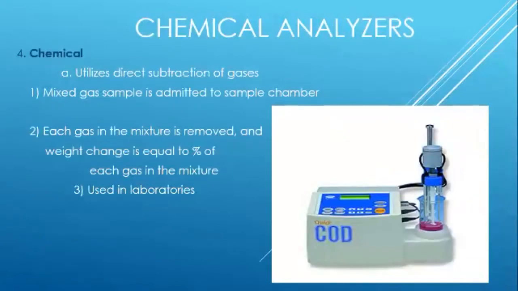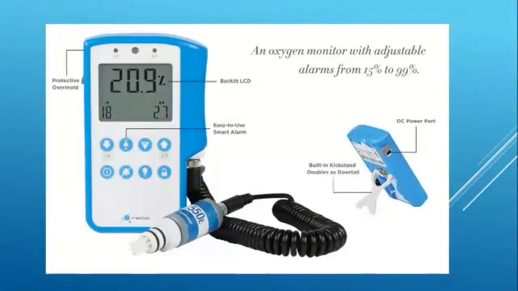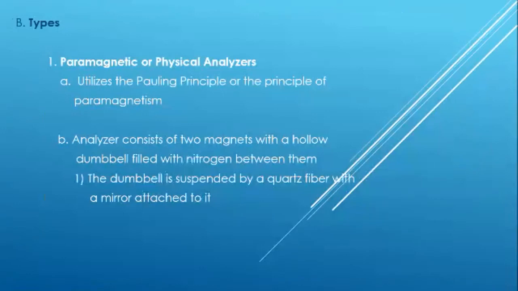So that's just four. Sounds like a lot, but it's only four. There are four types of oxygen analyzers. So let's go back. Number one. What's number one? Everybody say it.